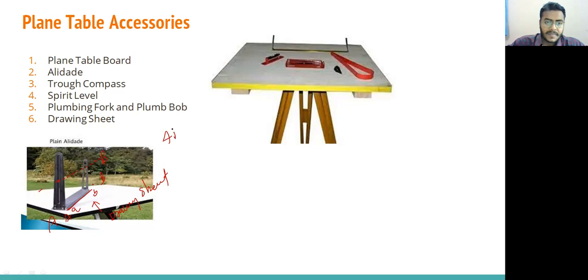Suppose the actual distance on the ground from A to B is 10 meters. On the sheet we can write A to B depending upon the scale, whether I'm using 1 centimeter or 10 centimeters. So it means a 10 centimeter line AB on the drawing sheet is equal to the 10-meter distance between stations A and B on the ground. So this is called the plain alidade.